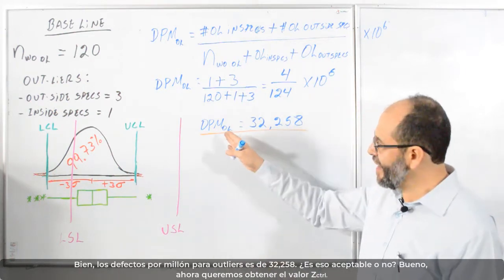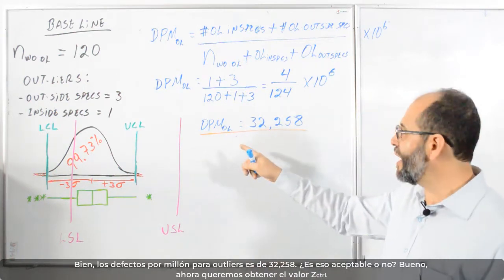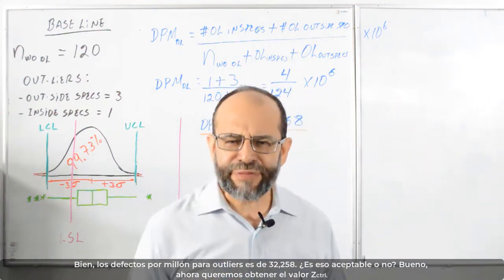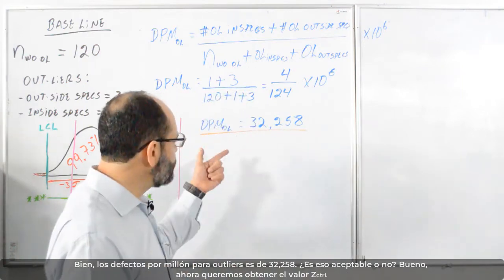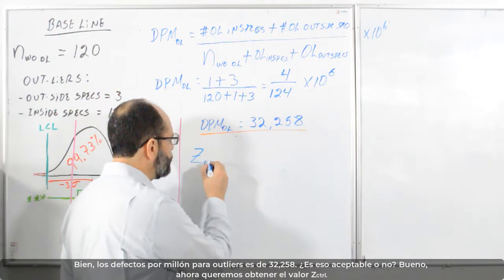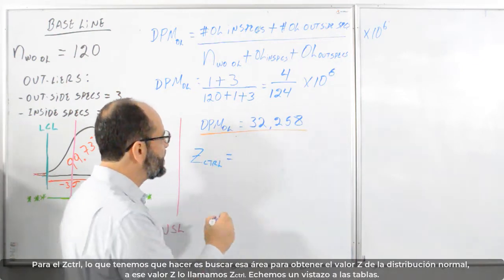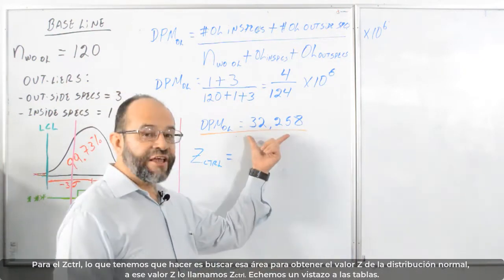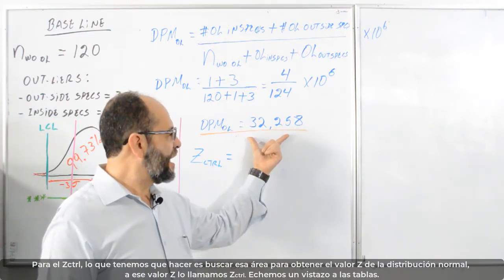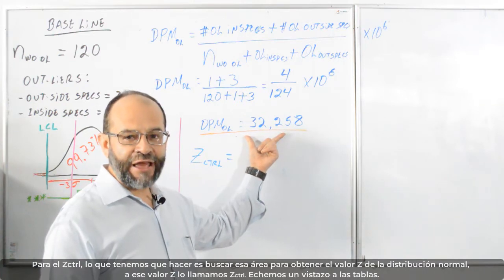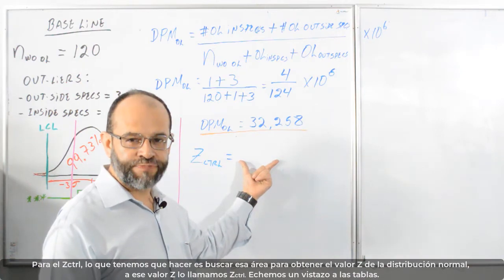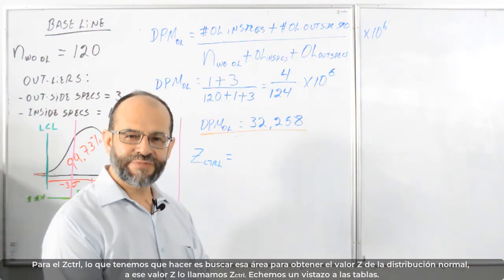Okay, then the defects per million for outliers is 32,258. And is that acceptable or not? Well, we want to get now the Z control value. The Z control, basically what we have to do is to look for the normal distribution Z value, and look for this area. And for that area, the Z value will be what we call the Z control. Let's take a look at the tables.